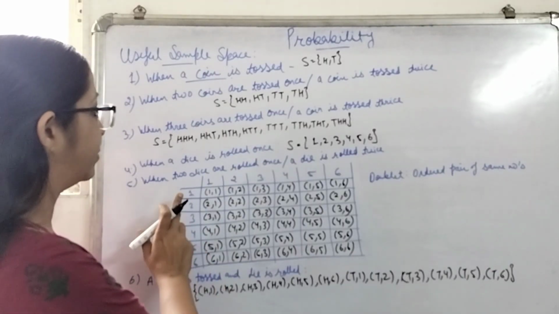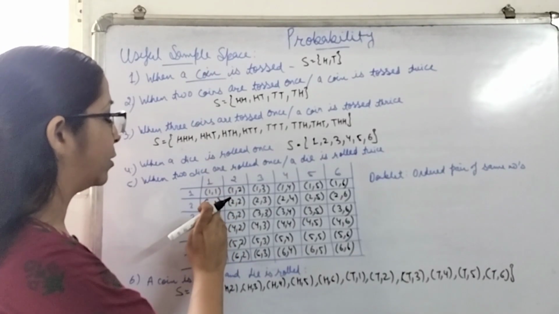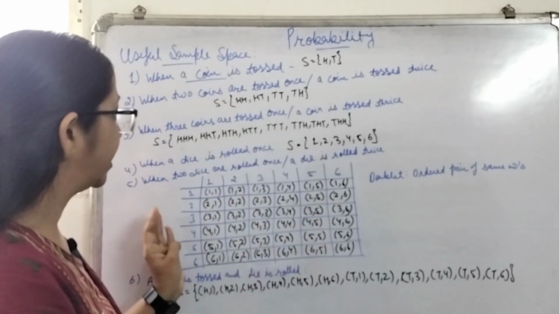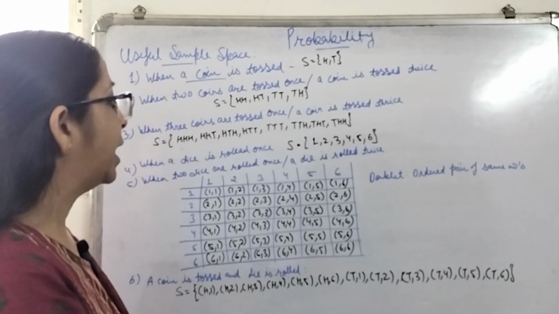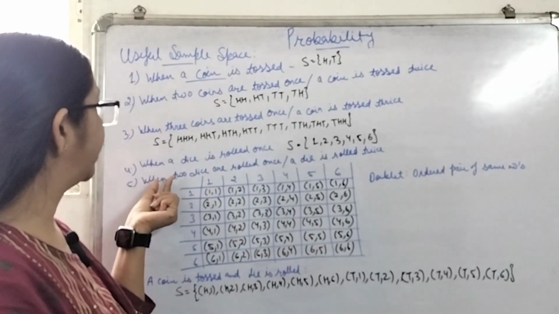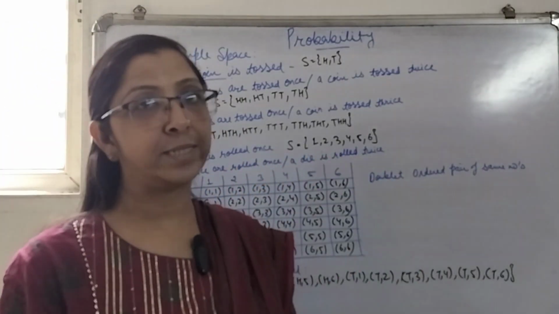Similarly, it is even possible that on the first die 2 is coming, and then on the second die 1 could come, 2 could come, 3 could come. So similarly, we'll be making all the possible outcomes, and there will be 36 possible outcomes when we are rolling 2 dice once, or we are rolling a die twice.